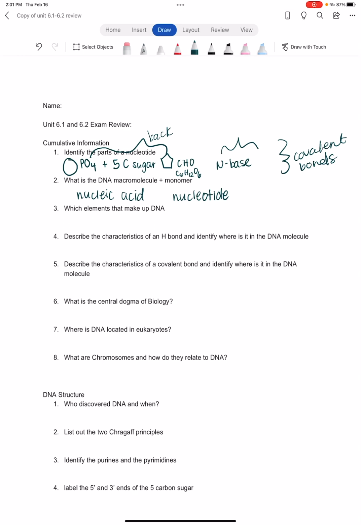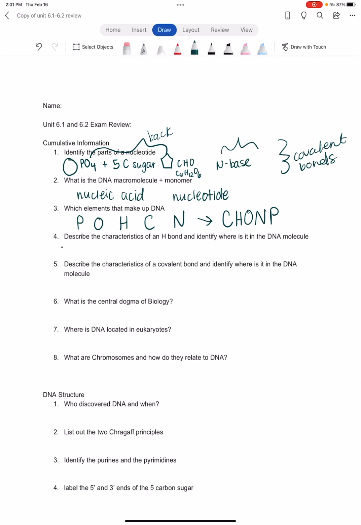Okay, which elements make up DNA? So we talked about it on question 1, but we have phosphorus, oxygen for our phosphate, and then we have CHO in our 5 carbon sugar. So we have hydrogen, we have carbon, and then we have nitrogen in our nitrogenous base. So if you wanted to write that in our little acronym, it's carbon, hydrogen, oxygen, nitrogen, and phosphorus. Chomp.